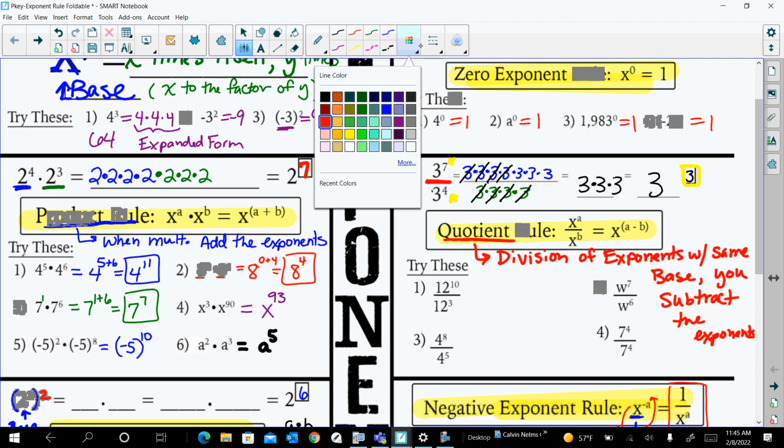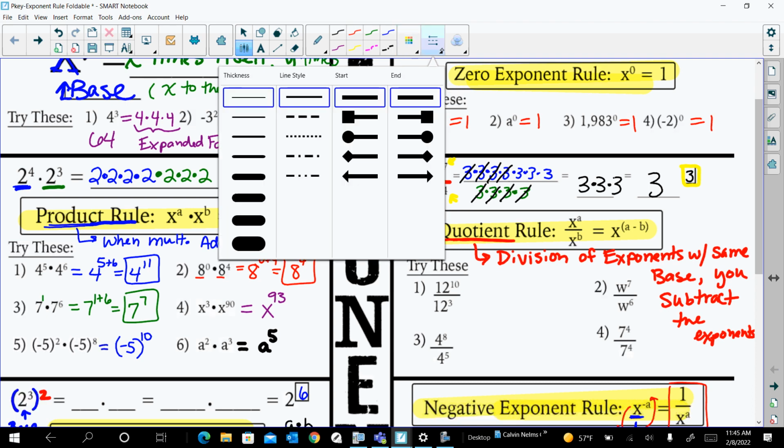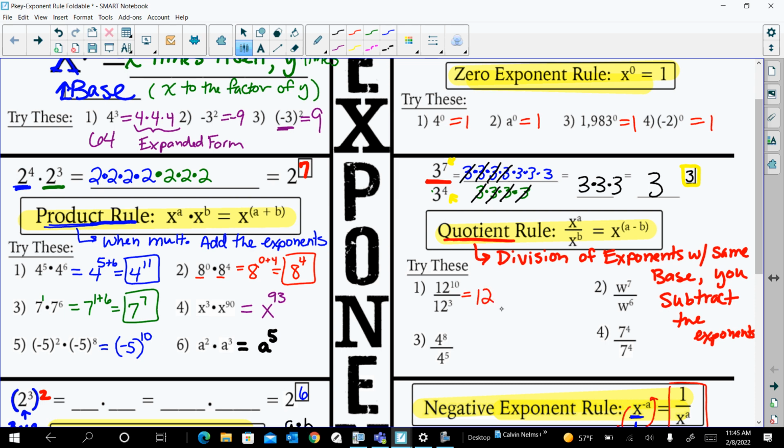On number 1 in this set, what is the same base? Yeah, so we're going to write 12 first, and then we're subtracting the exponents. So that would be 10 minus 3. 10 minus 3 would give me a base of 12 to the 7th power, and that is our answer.